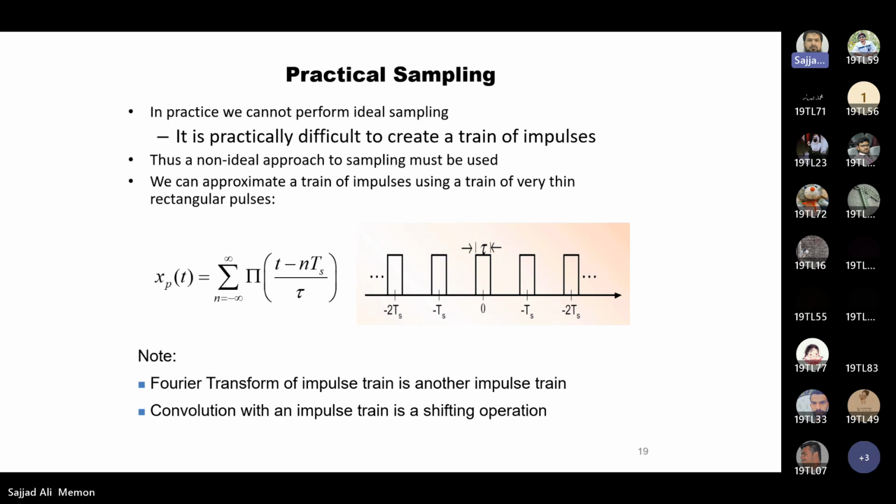In practice, we cannot perform ideal sampling because it is too difficult to create a train of impulses. Rather than that, we take a train of rectangular pulses with a narrow width tau. So that is how we can approximate a train of impulses using a train of very thin rectangular pulses, as you can see in the figure.